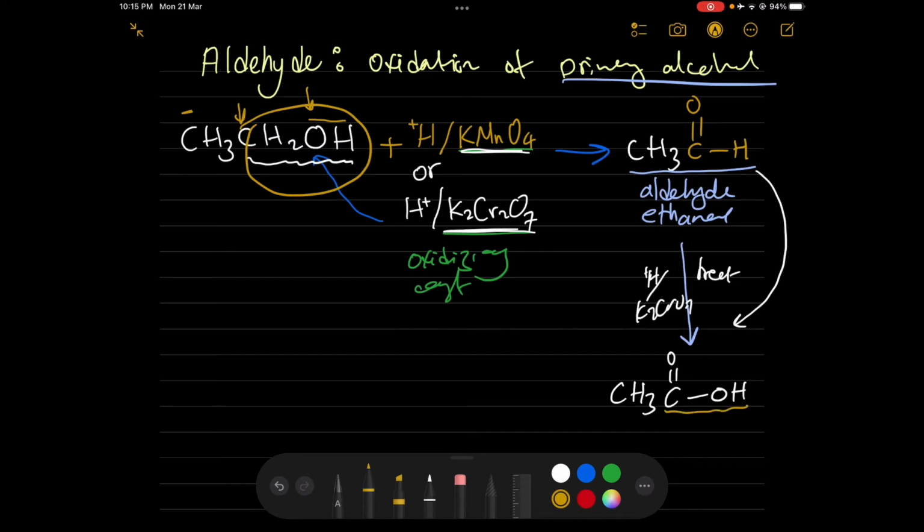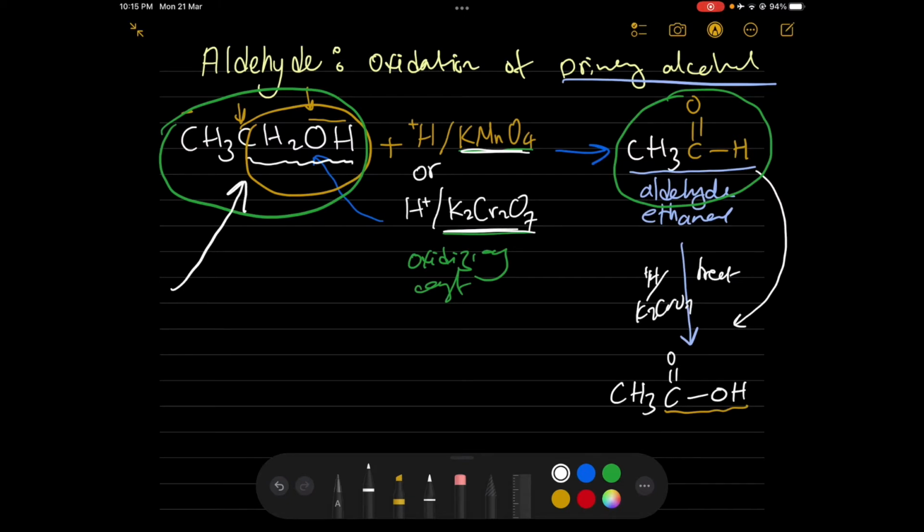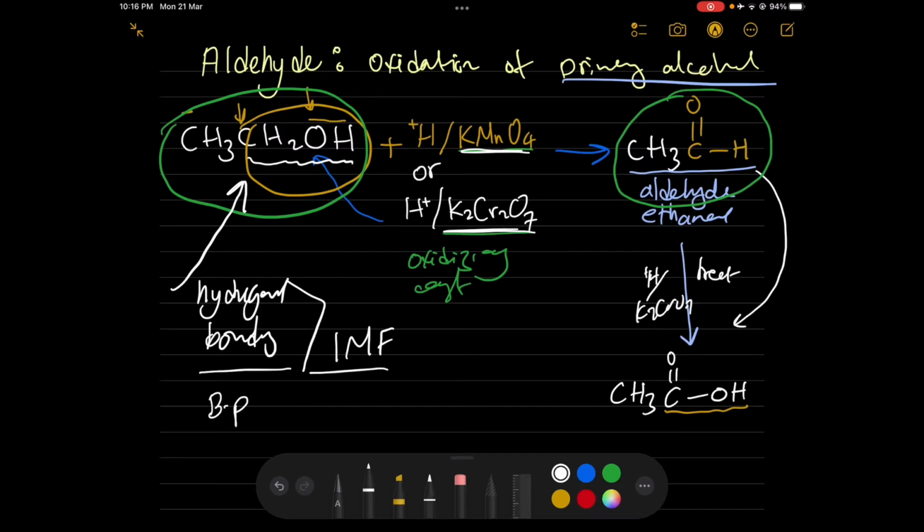Perfect. But I have a question. If you look at this group here, which is aldehyde, and here, which is alcohol, according to what we learned before, the alcohols have hydrogen bonding. We remember that hydrogen bonding is the strongest intermolecular force, and that's why it will be reflected in its boiling point. It will have a higher boiling point.